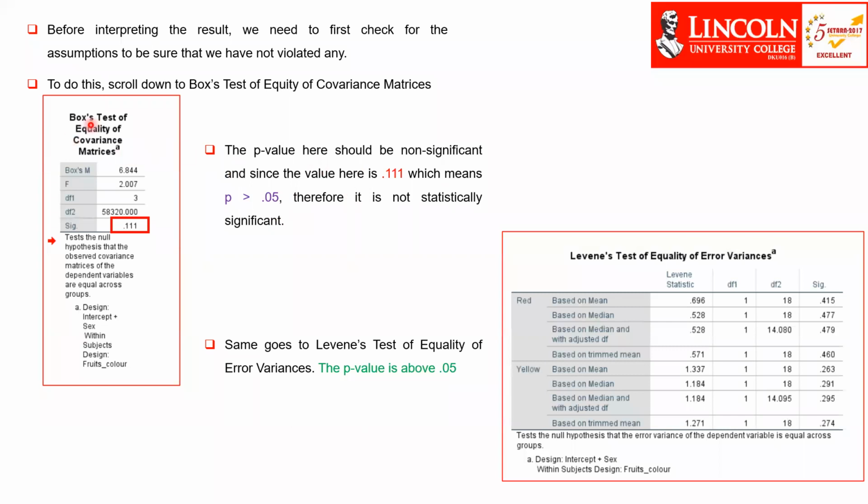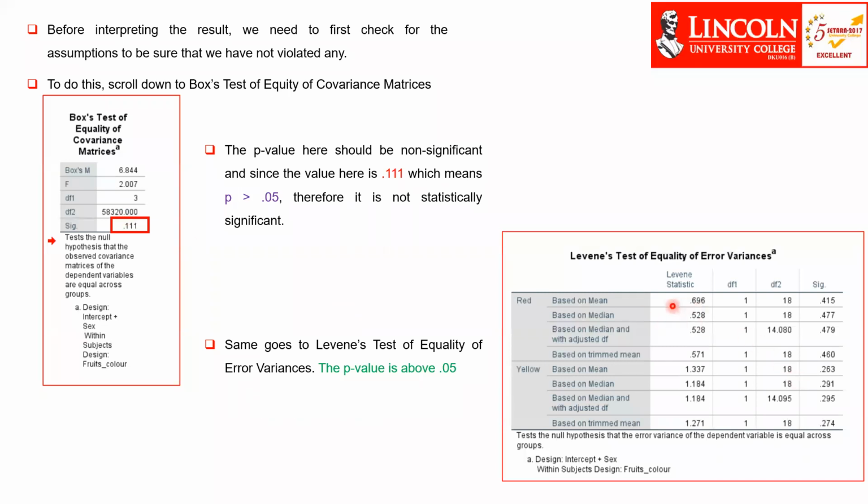To do this, scroll down to Box's Test of Equality of Covariance Matrices, where you have your Box's M value, your DF1, DF2, and a Sig value. The P value here is what we are actually concerned about. The P value here is not significant because it's 0.111, which is greater than 0.05. Therefore, it is not statistically significant.